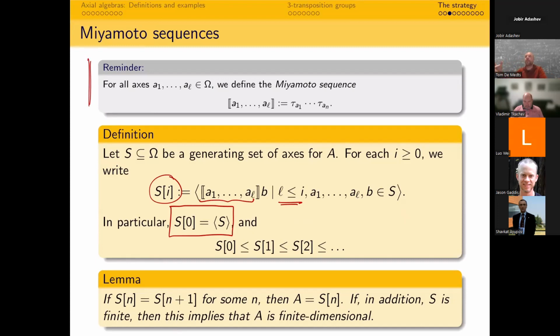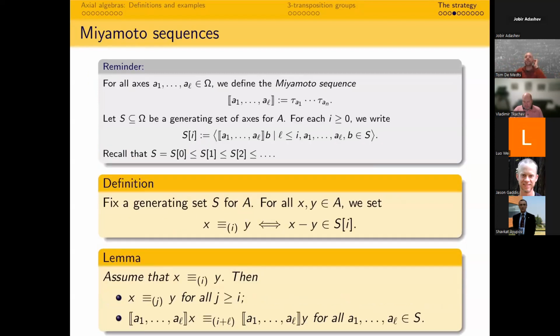So you get a very nice filtration of your algebra into larger and larger pieces. And then the important observation for our results: remember that we want to show finite dimensionality. The important observation is that if at some point this filtration becomes stable, so if S_n is equal to S_{n+1} at some point, then you're done. Then you know that you have the whole algebra. Then A is equal to S_n. That's the trick. That's the way that you can really use these sequences to get something controlled and to know when your game is over, so to speak.